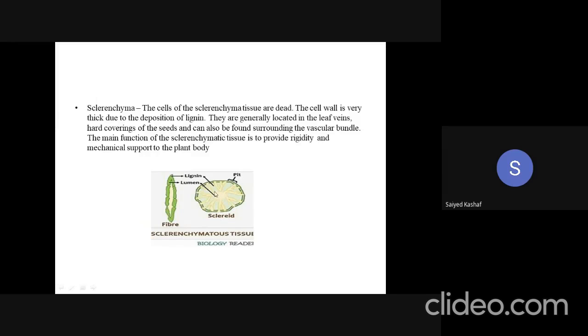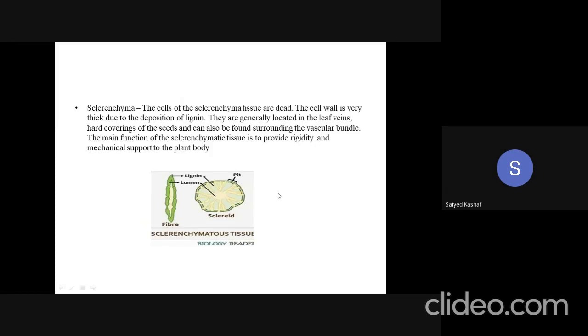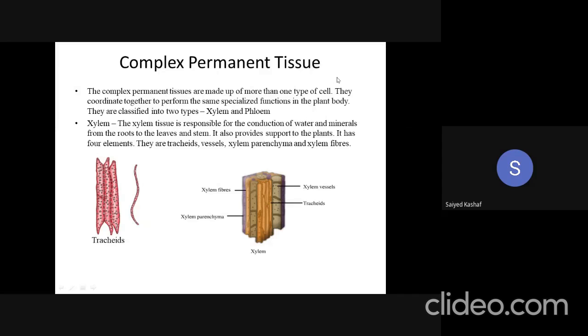You can see the lumen is very narrow as compared to fiber, and they are commonly found in the fruit wall of nuts and pulp of fruits like guava and pear. Now this was all about the simple permanent tissue. Now we will discuss the complex permanent tissue.